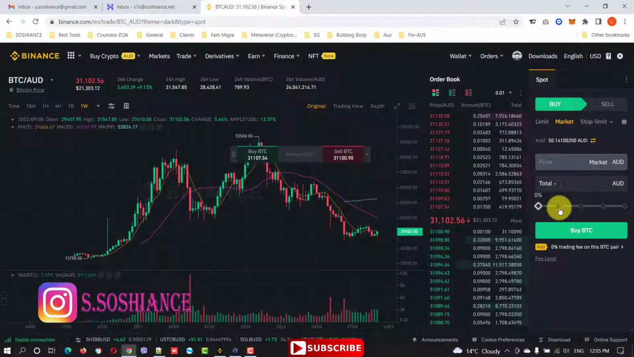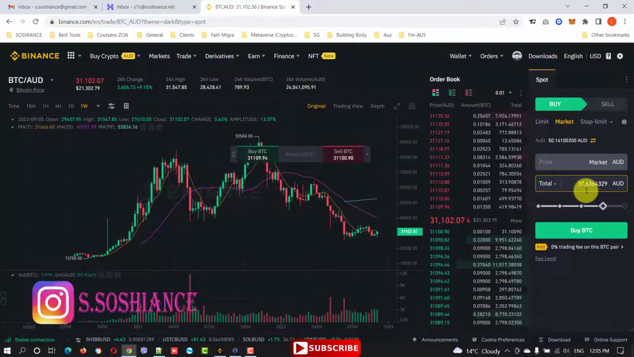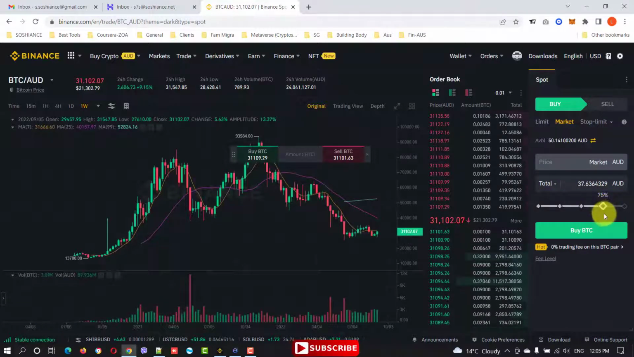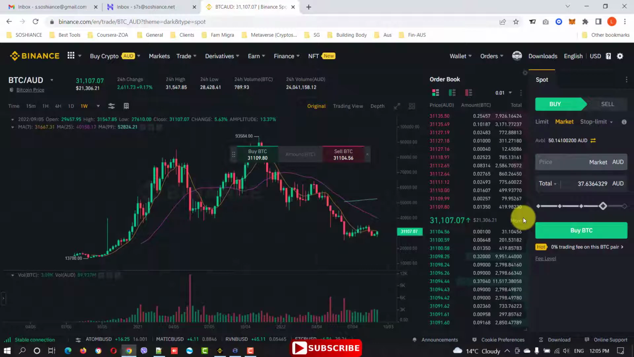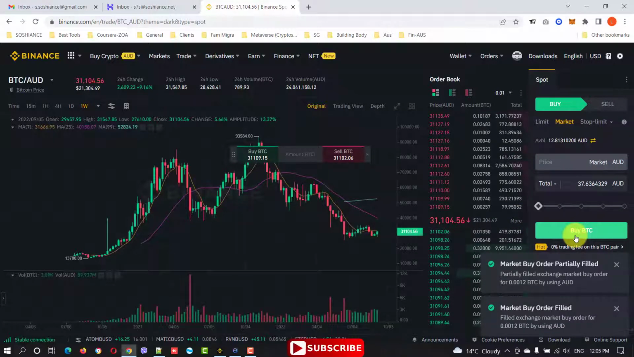And how much you want to buy Bitcoin? I have around 37 Australian dollar, 75% of my fiat currency. I want to buy that. What I do is I just simply click buy. This is the current market price for Bitcoin. Simply click buy. Yeah, it's that simple.